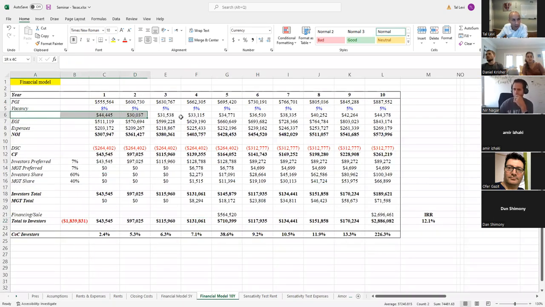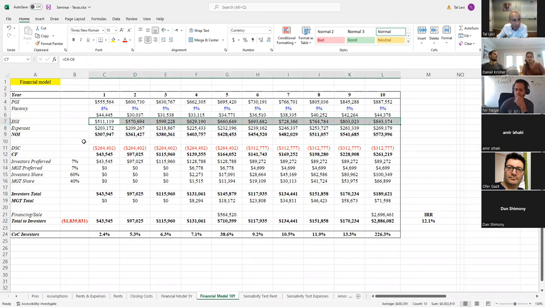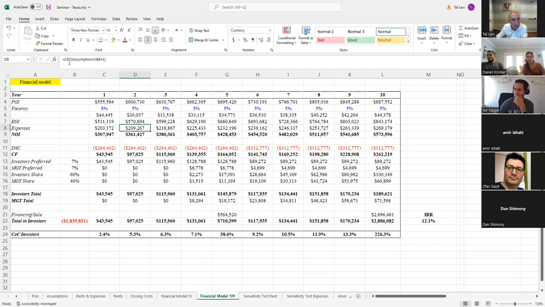From that, there is a vacancy that we are losing, which gives us the EGI. Expenses go up 3% every year. Remember that we said that. I just dragged it: C8 times 1.03, so it goes up 3%. I just drag it along the years, and that gives me the NOI for every year for the next 10 years. So far, so good?